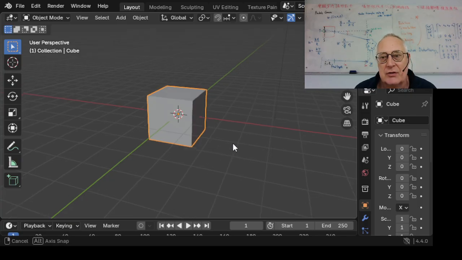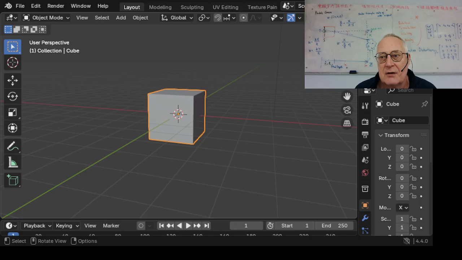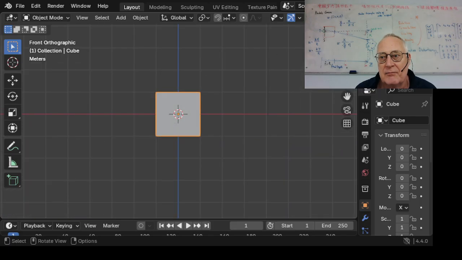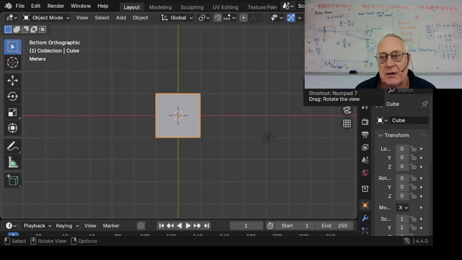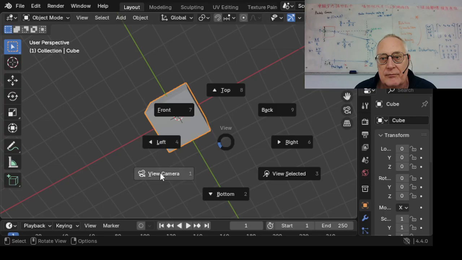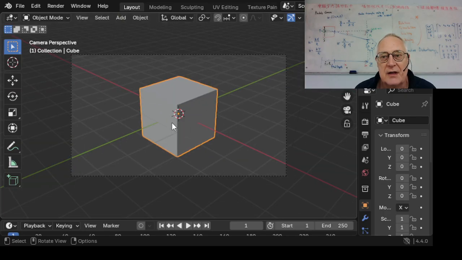You can rotate your camera or your object by pressing the middle mouse button. You can also use these gizmos here by clicking on different views, top view, for example, bottom view. There's a camera built in to the default scene, so you can have a view from the camera. And here we just have a cube.